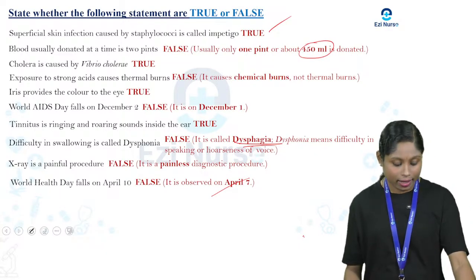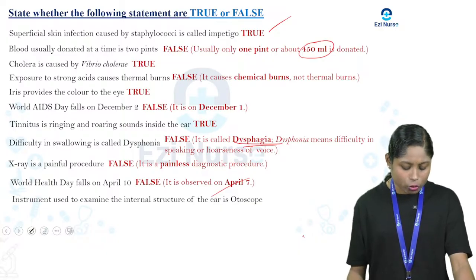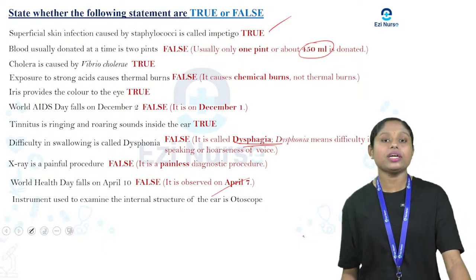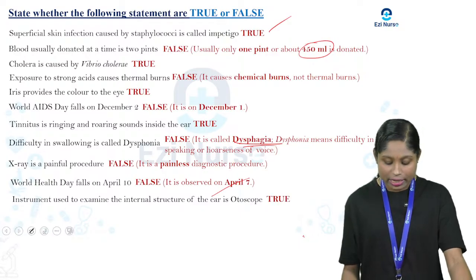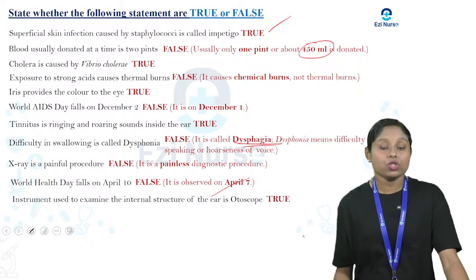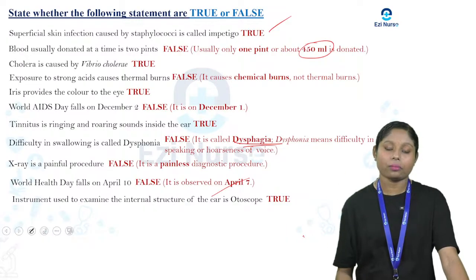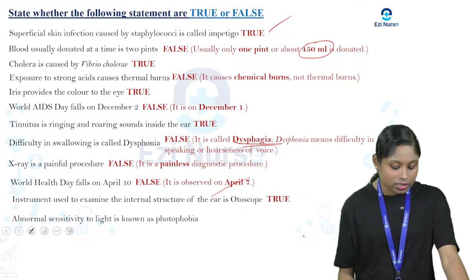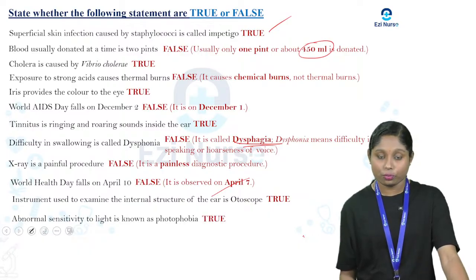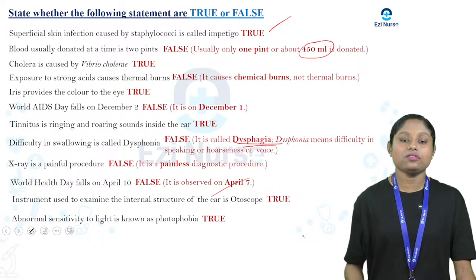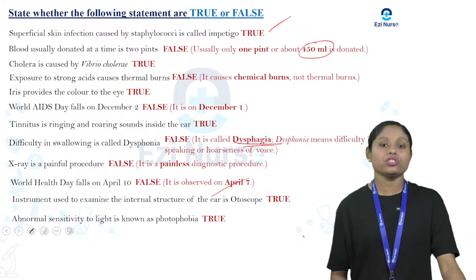It's not April 10. The instrument used to examine the internal structure of the ear is the otoscope. Is it true or false? It is true. Otoscope is an instrument that we use to check for or diagnose diseases of the ear. Abnormal sensitivity to light is known as photophobia. Is it true? Yes, it is. Sensitivity of a person to light is known as photophobia.